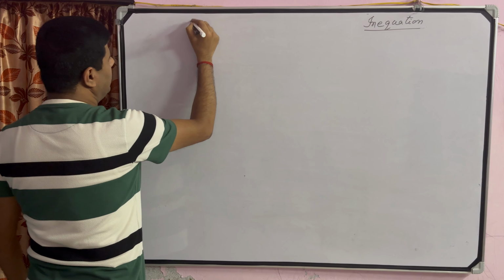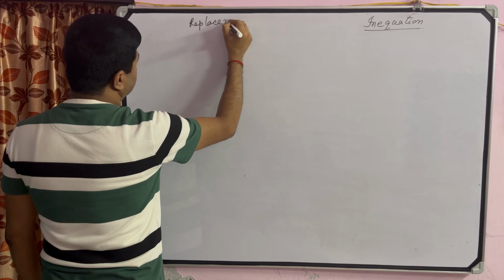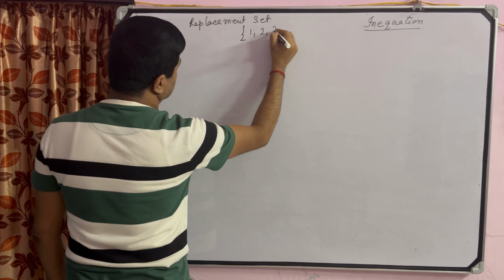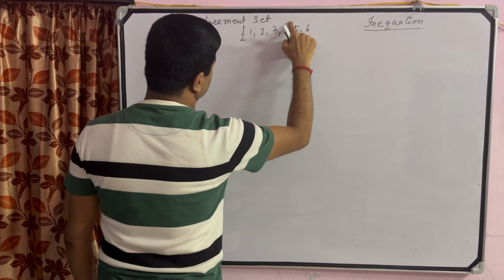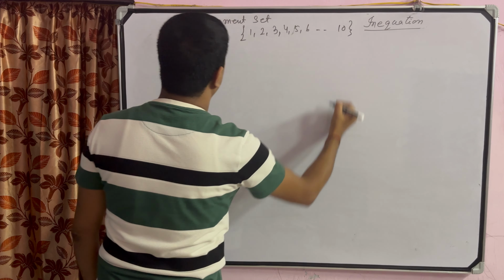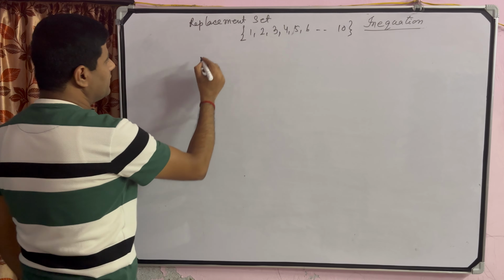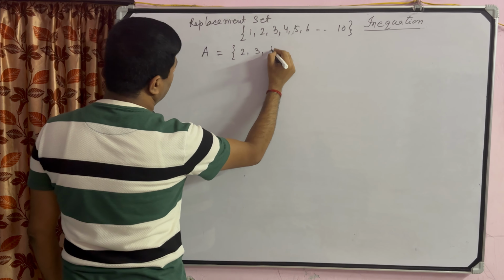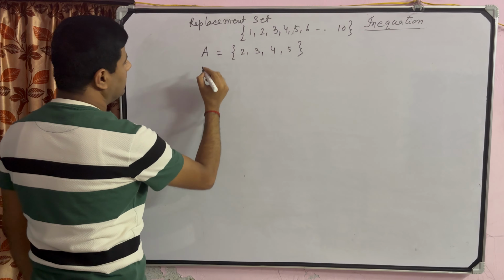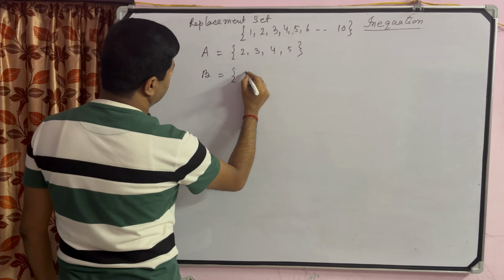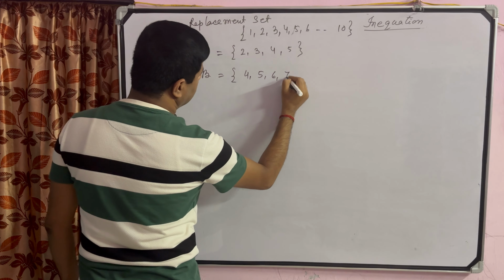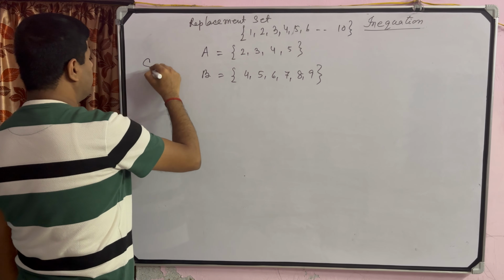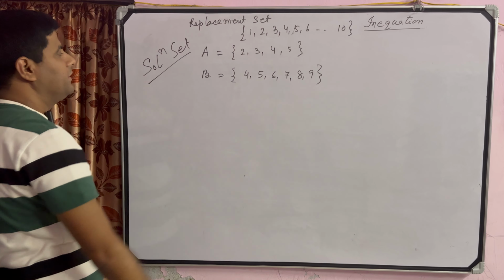Like suppose the replacement set is given. Suppose it is 1, 2, 3, 4, 5, 6 up to 10, correct? And you got some answer like A, which is 2, 3, 4, 5 for say, and another value B for say, which is suppose 4, 5, 6, 7, 8, 9. Suppose this is the answer you got after solving. So this is a solution set. So you got the solution sets A and B.